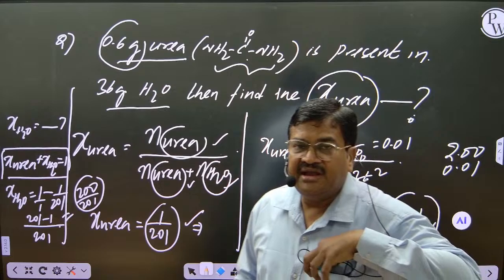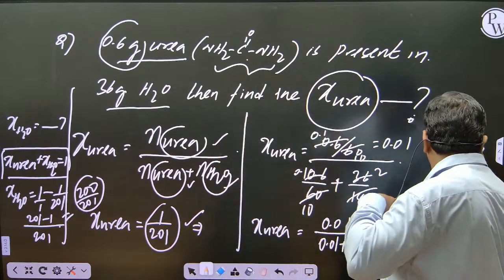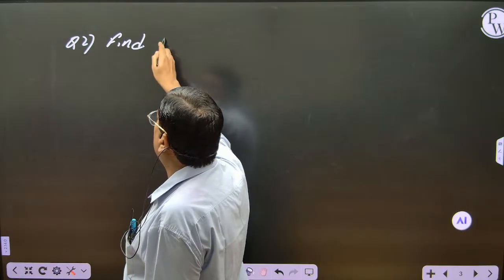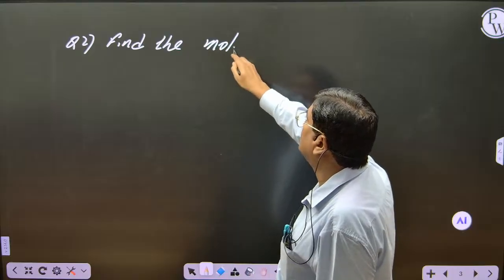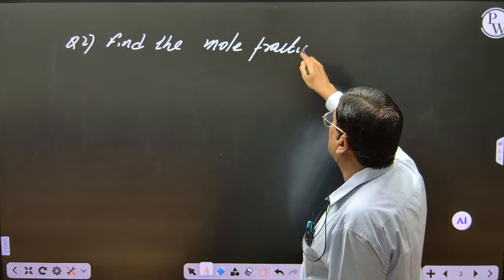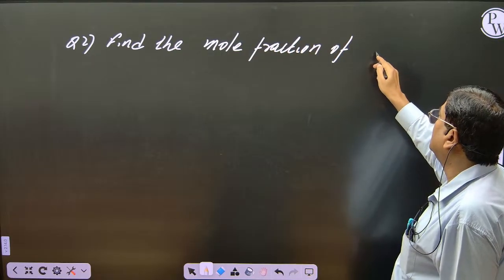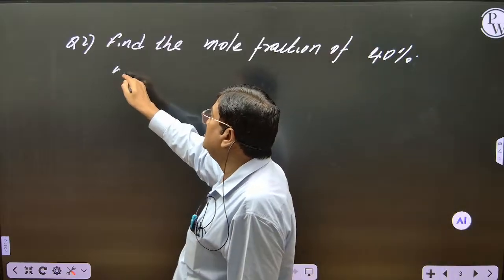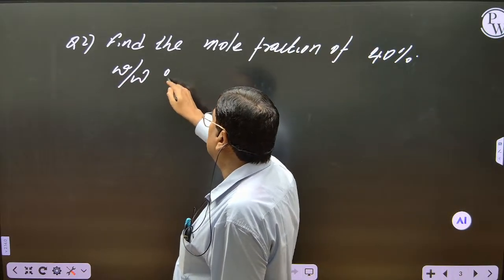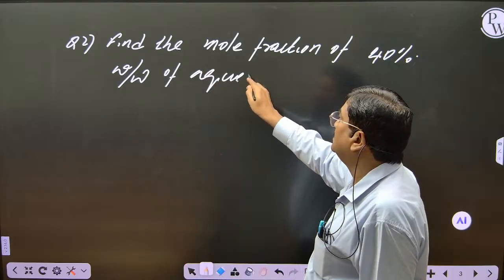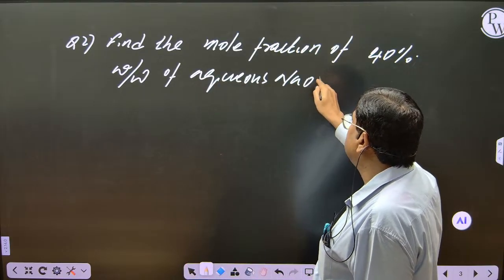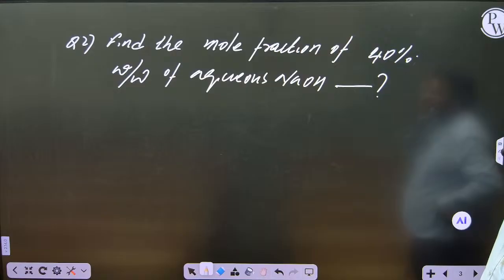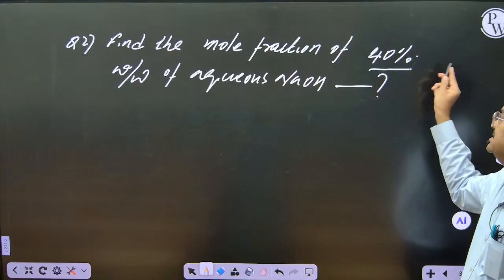Completed. Right. One more question. Second question. See, find the mole fraction of NaOH, 40% W by W. What is W by W, students? Mass percentage of aqueous NaOH solution. Aqueous means what? Which is present in water. Question understood? What will be the mole fraction at 40% mass percent?